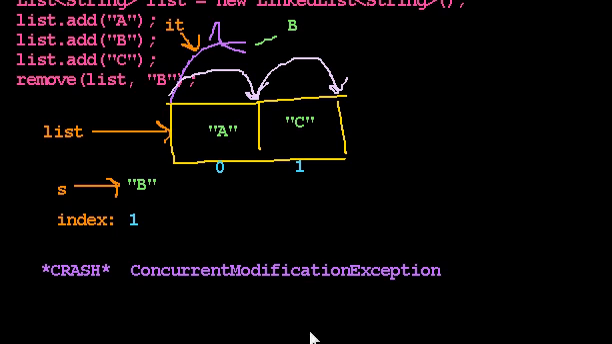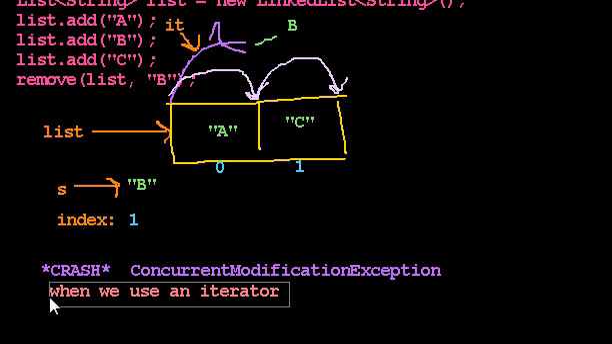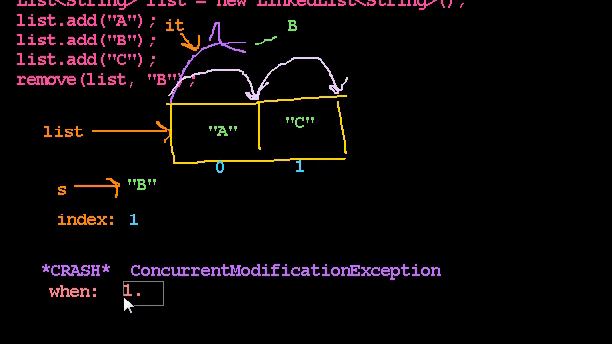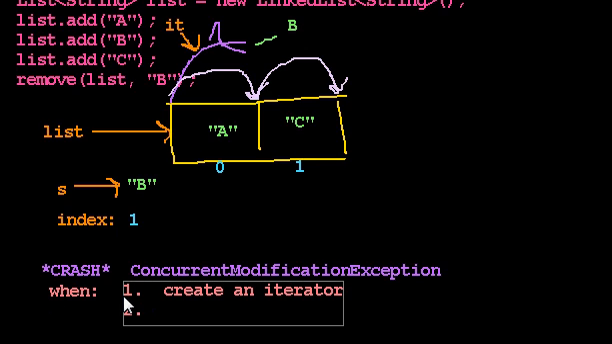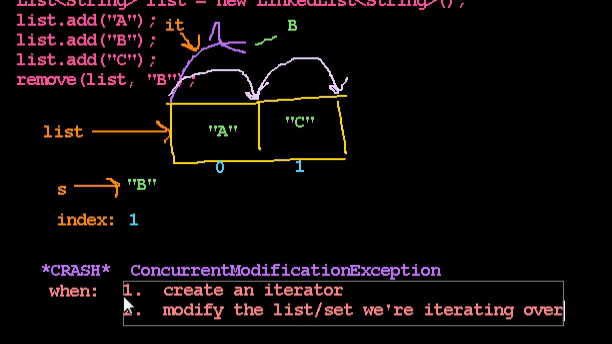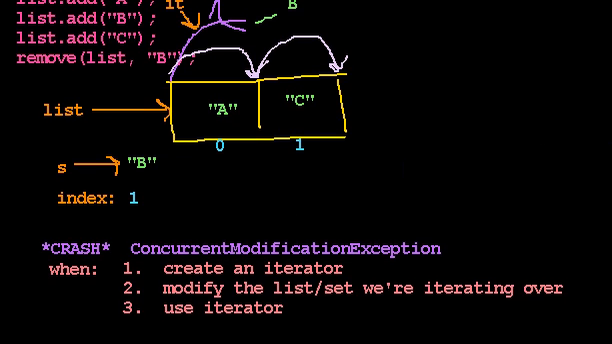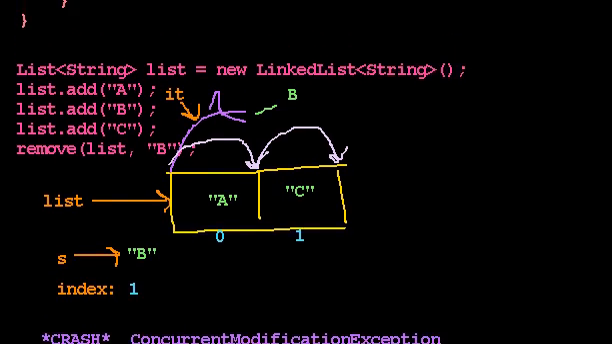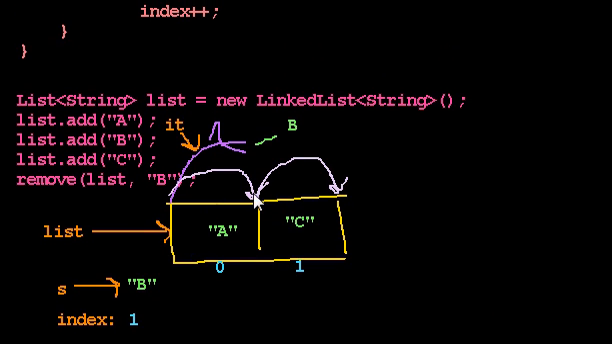So when do we crash? When we use an iterator. So basically when we have the following sequence of events. I think this would be easier. First, we create an iterator. Second, we modify the list or set we're iterating over, and then we use the iterator, right? Those 3, when we use the iterator after modifying it, when the iterator was created before we modified the list, we get one of these concurrent modification exceptions and our program will crash. So we can't do that. That is not a good thing, right? We're going to crash.